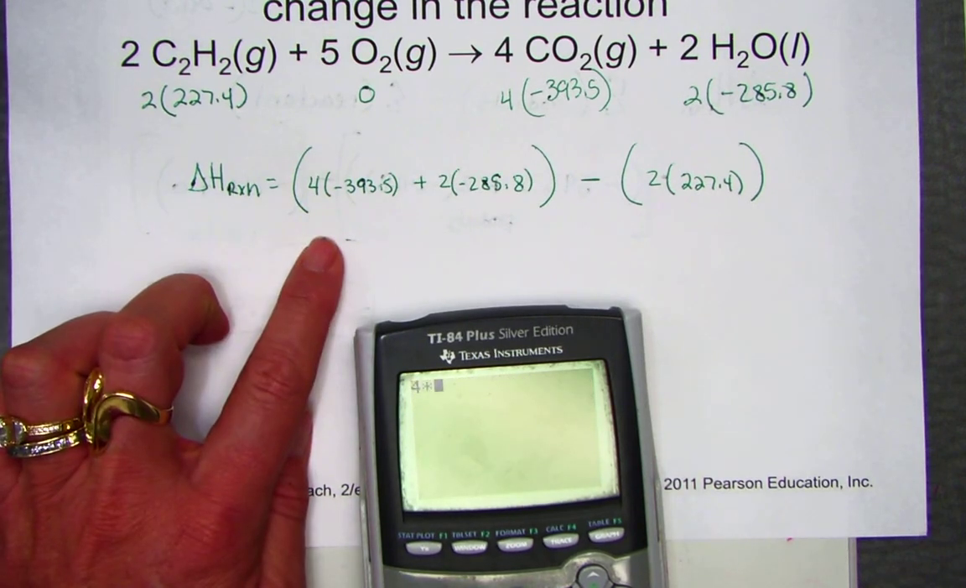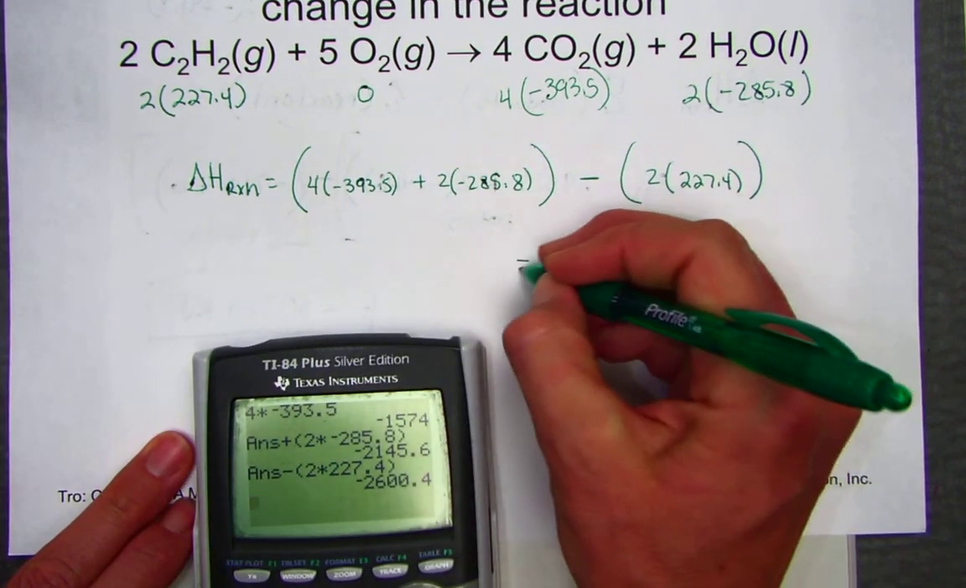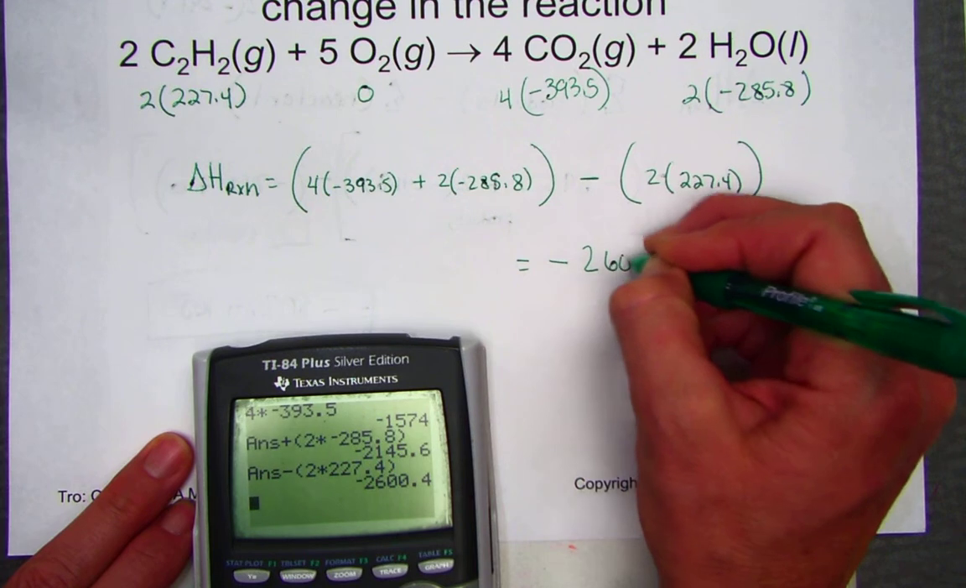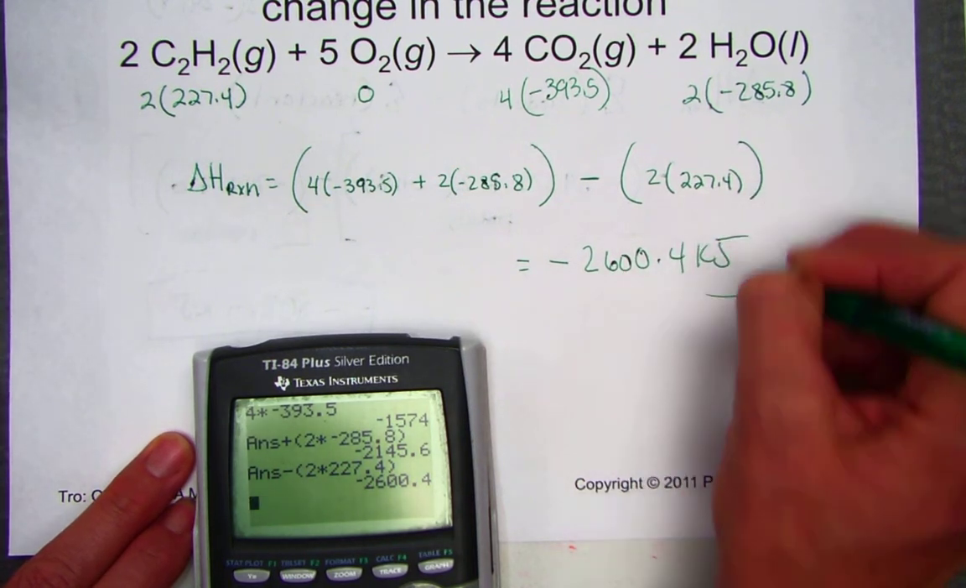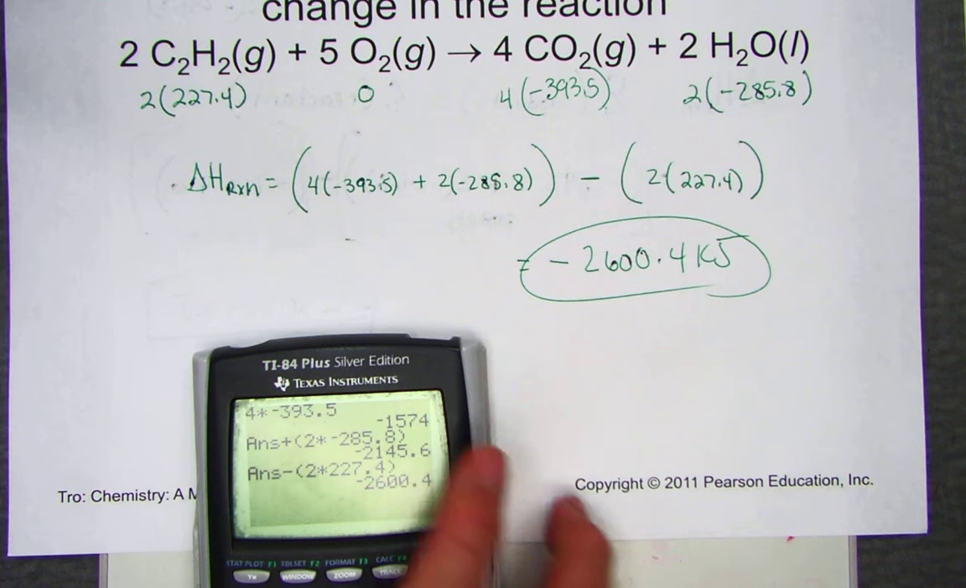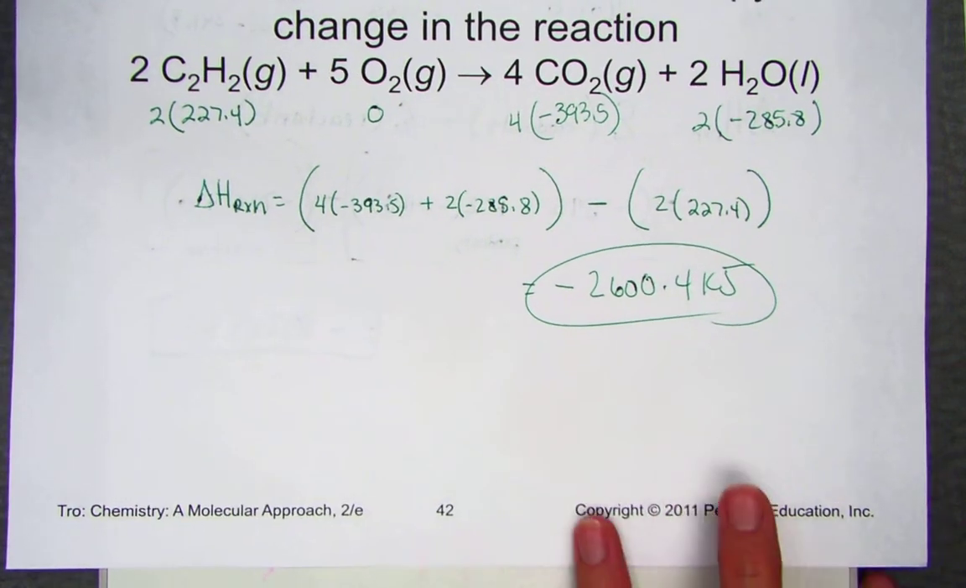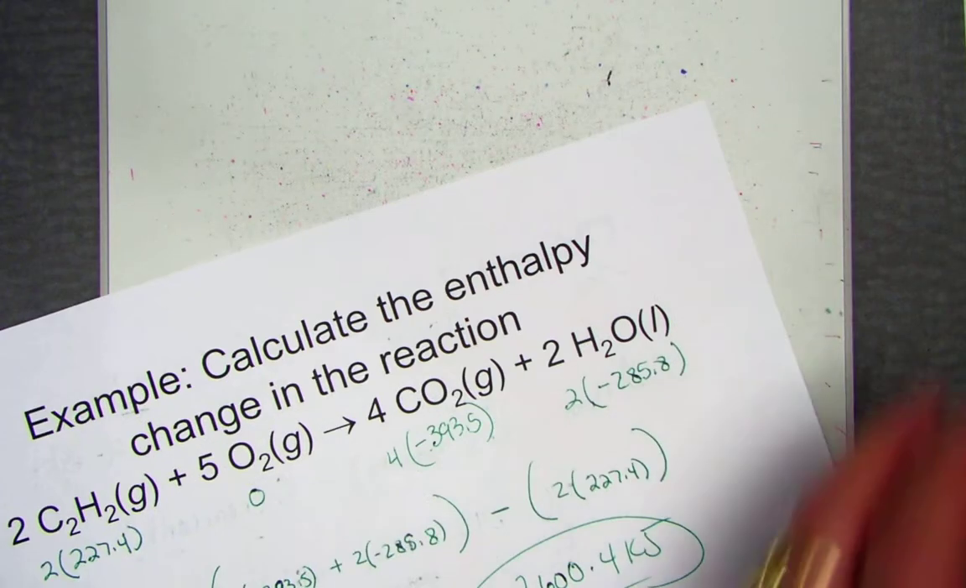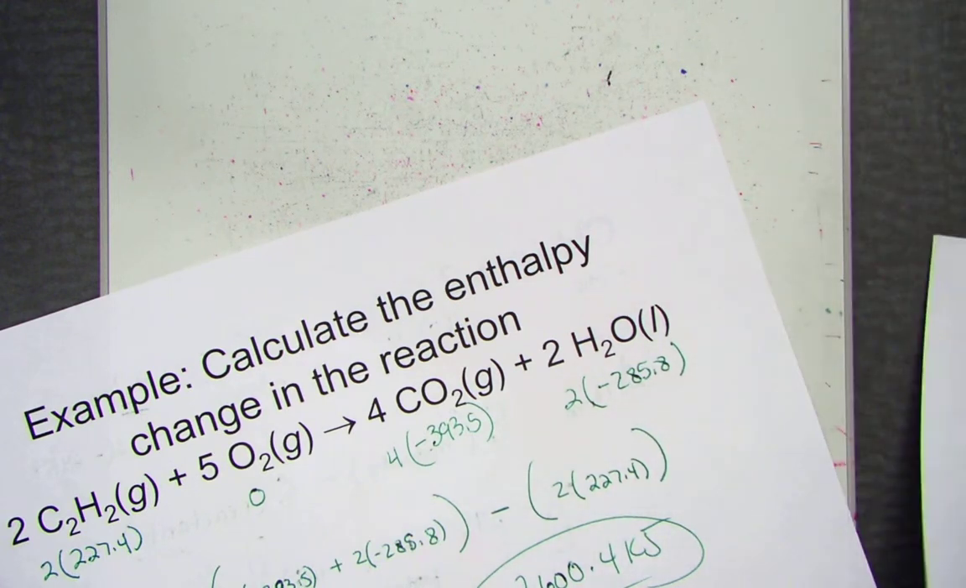We have 4 times negative 393.5 plus 2 times negative 285.8 minus 2 times 227.4. We get an exothermic value of negative 2600.4 kilojoules of heat. Products minus reactants, distributing the coefficients, and simply taking some time to look through the standard enthalpy chart to find your equation.